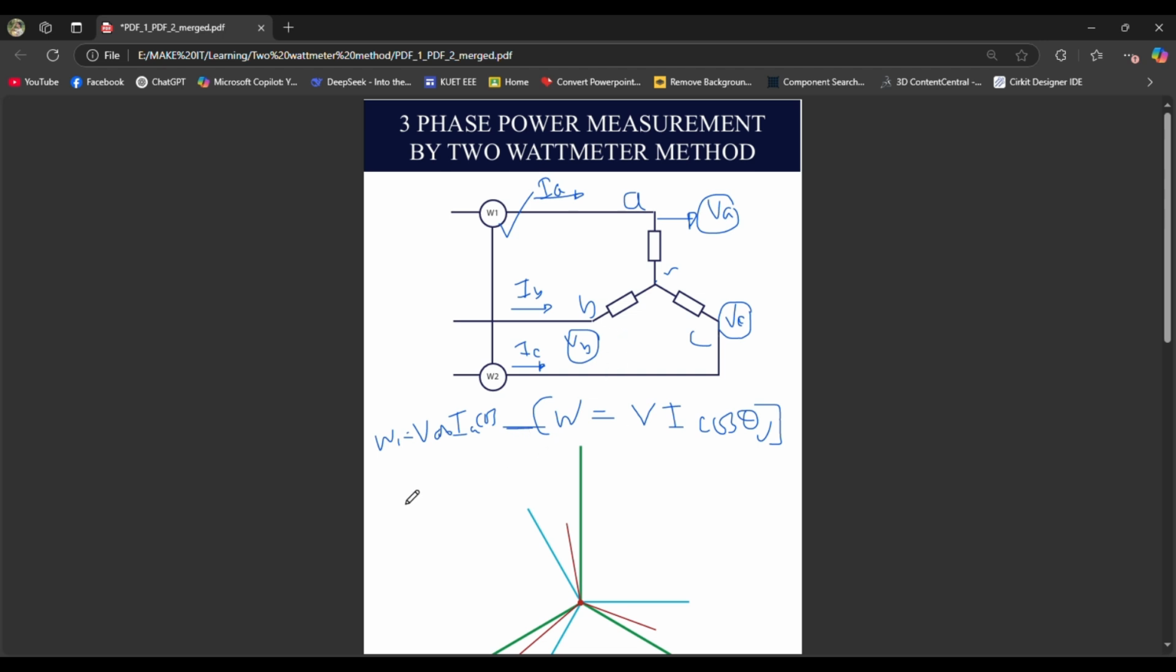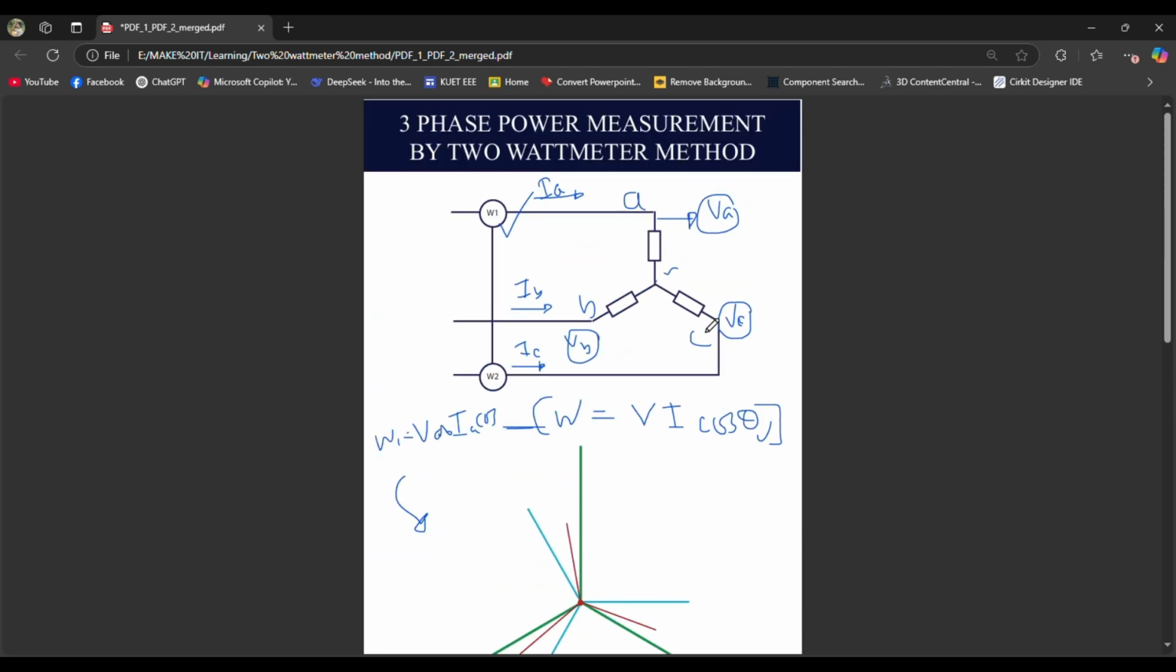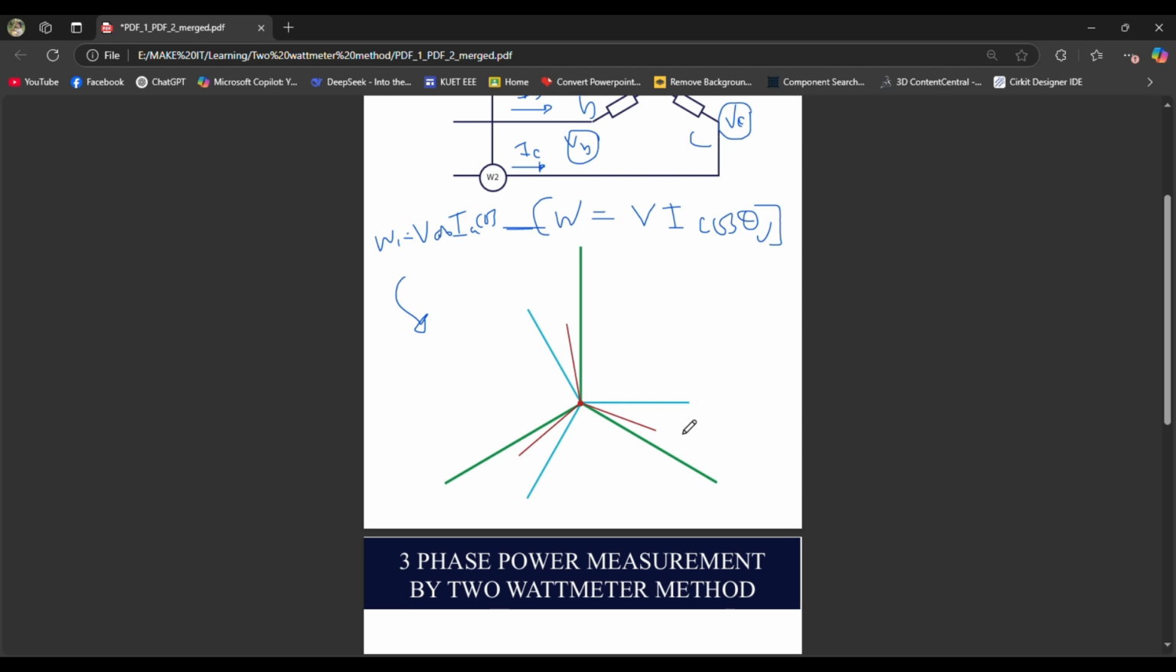For this reason we have to move into the vector diagram. Now, going to the vector diagram, let's take VA, VB and VC as the reference vectors. If I draw VA here, then VA will lead VB by 120 degrees. This is a 120 degree angle. Similarly, VB will lead VC by 120 degrees also, and again VC will lead VA by 120 degrees also.